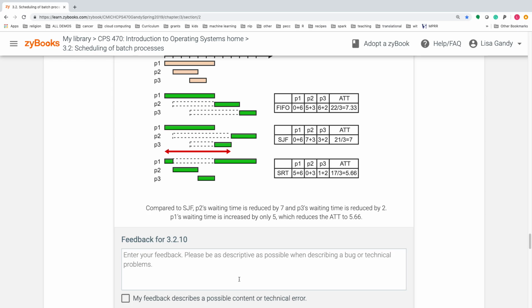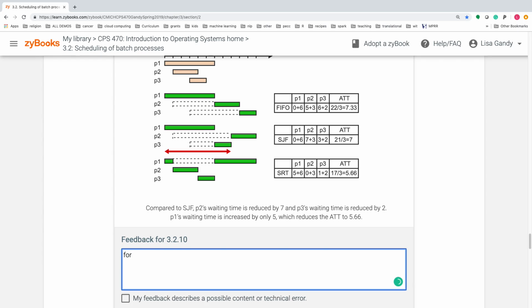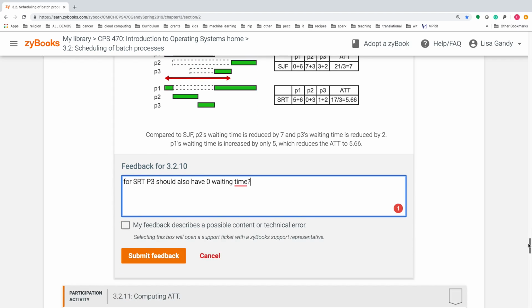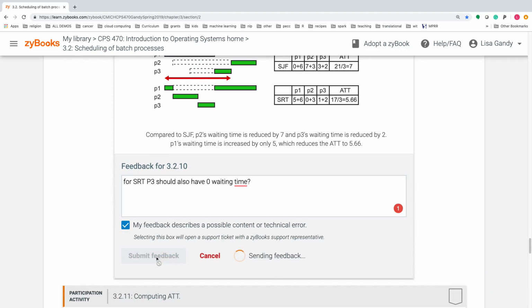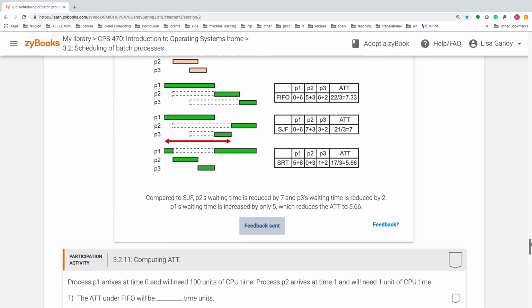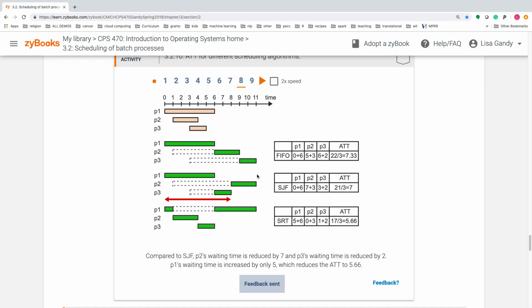I'm going to say for SRT, P3 should also have 0 waiting time, I think, unless I'm missing something. Okay. And so its average turnaround time is 17 divided by 3. If we took that 0 off, it would be 16 divided by 3. But anyway, it's less than the other two.